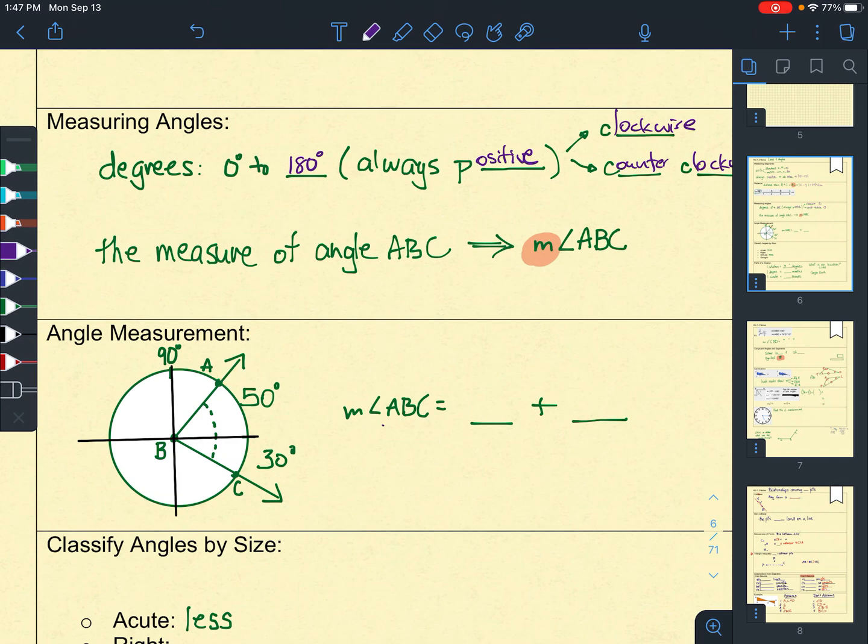So where is A? A is 50 degrees this way. This piece here is 30 degrees. So I'm going to take 50 plus 30, and that's going to give me 80 degrees. Notice they're kind of going opposite directions. You can think of starting at A going down, but again, we're not going to say negative 80 degrees, we're just going to say it's a positive 80.